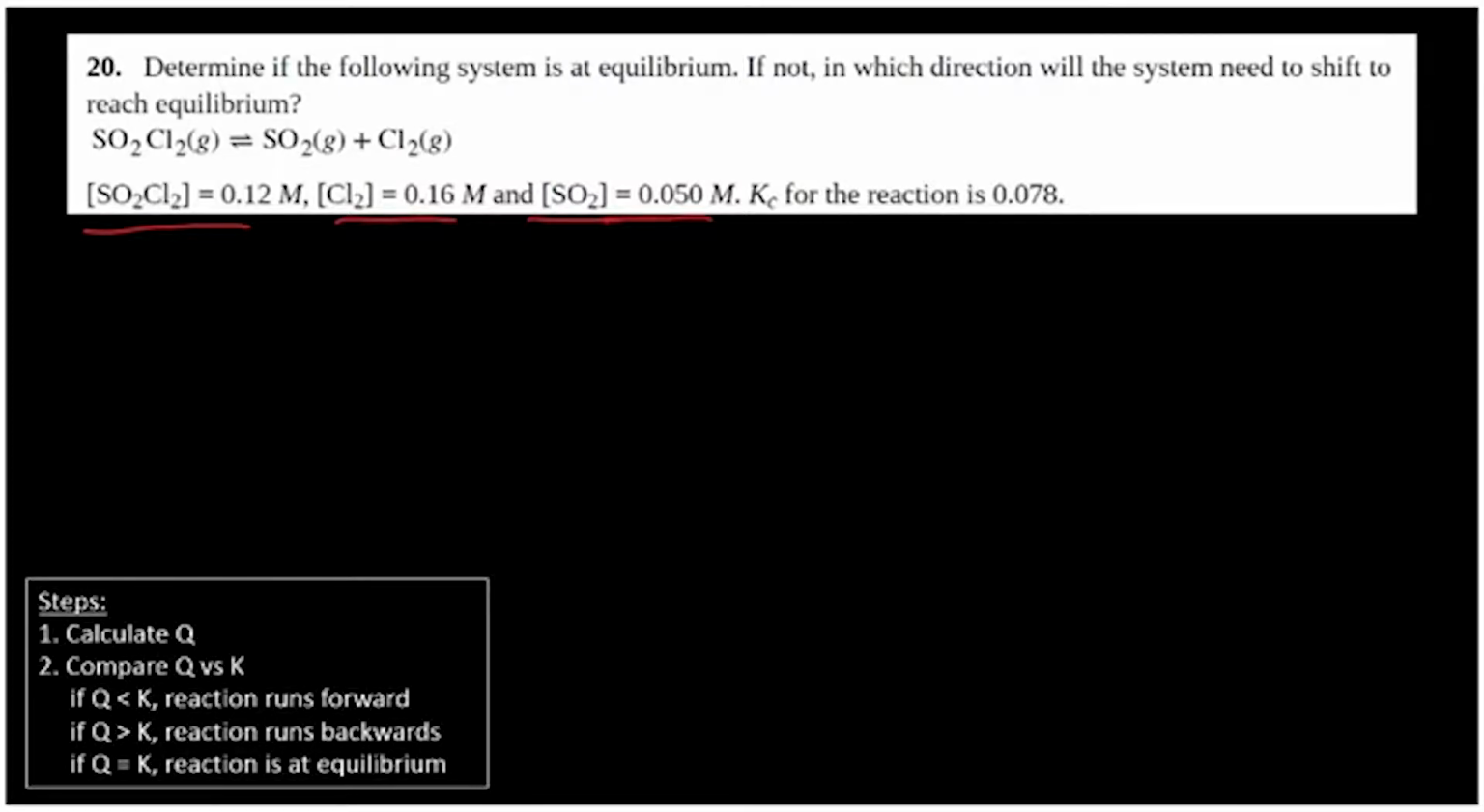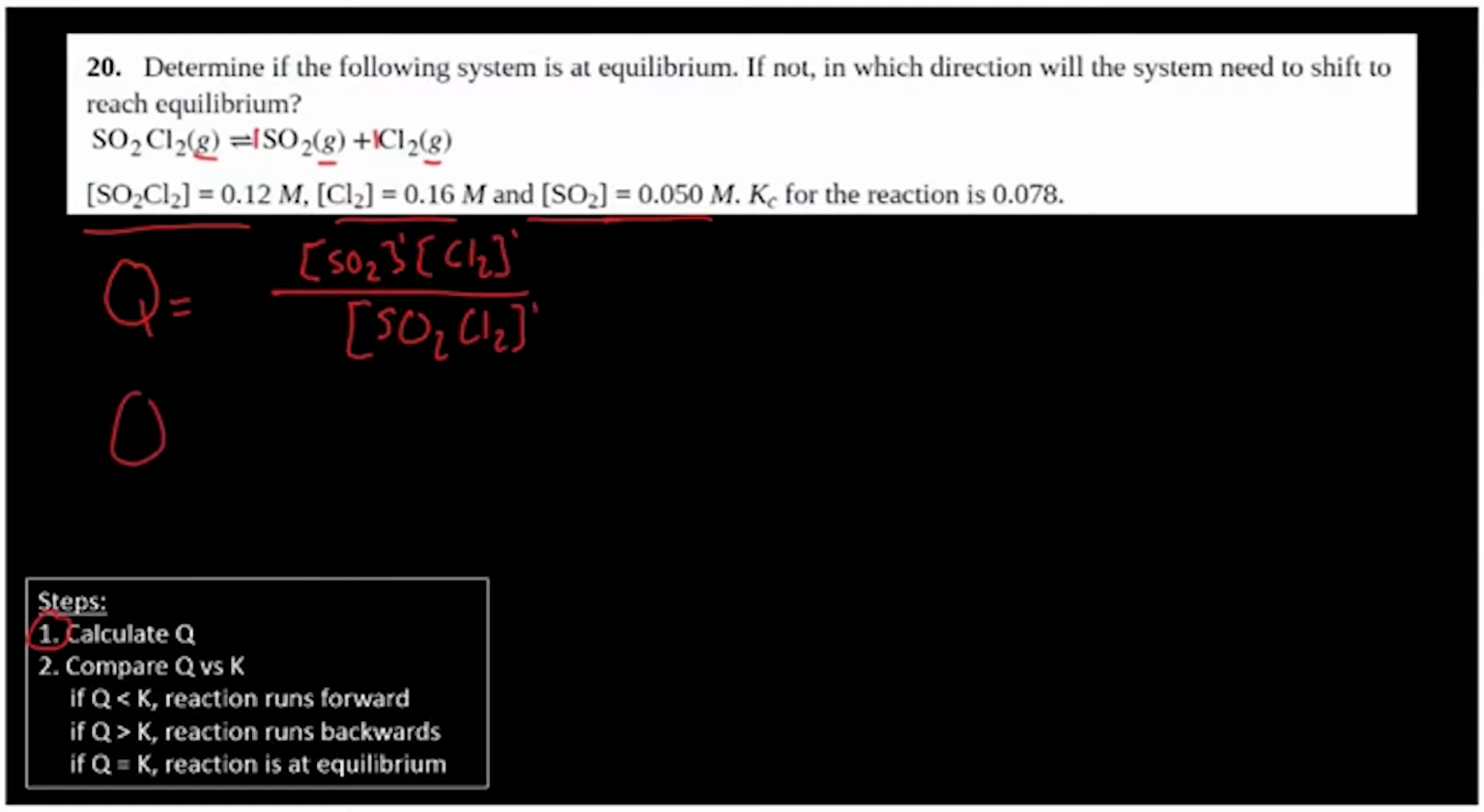So this problem has a few steps. First, we just want to calculate Q. That begins with writing Q. So Q is equal to products over reactants. So our products are SO2 and Cl2. They're raised both to the first power, because that's their stoichiometric coefficients here, 1 and 1, and we divide by our reactant, SO2Cl2. Notice they're all gases, so we include them all. If they were solids or liquids, we would drop them.